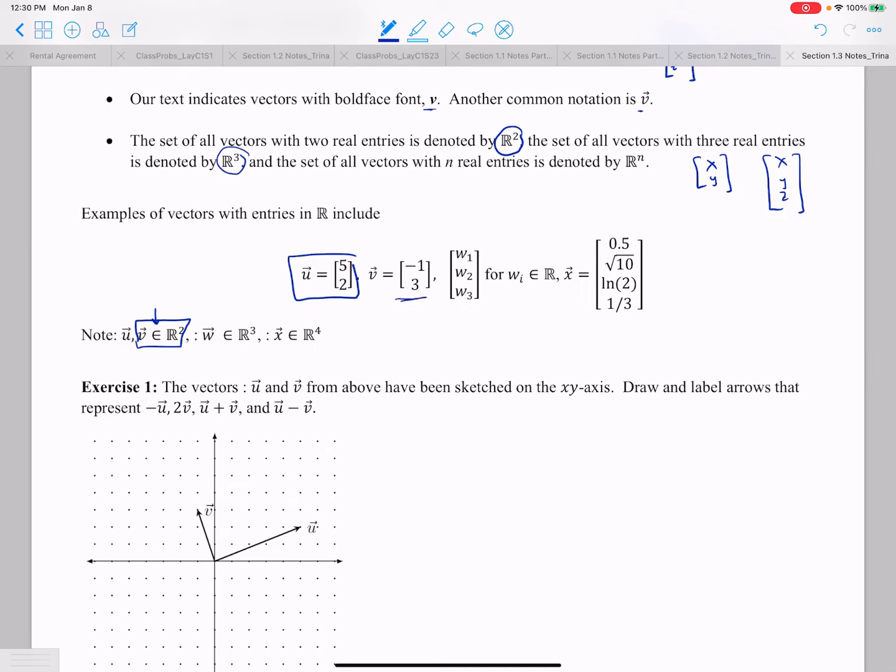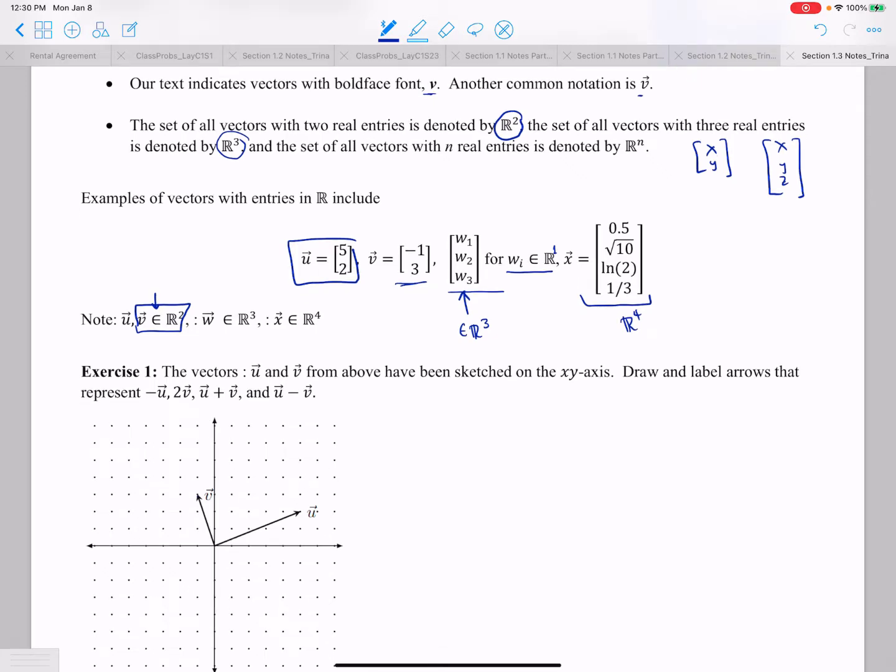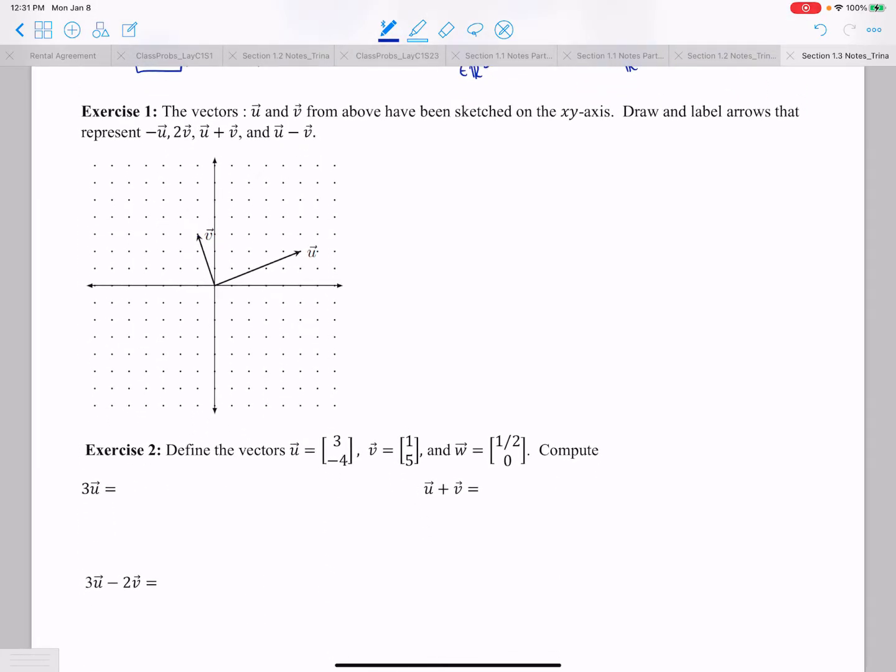v is also in R2. w1, w2, w3 is in R3, like this vector is in R3, and each of the entries is in R. You could put R1, but you don't usually put the 1 because they're just real numbers. x, this one has 4 components, so that's an element of R4. So we can visualize vectors in R2 and R3, but we cannot draw them in the higher dimensions.